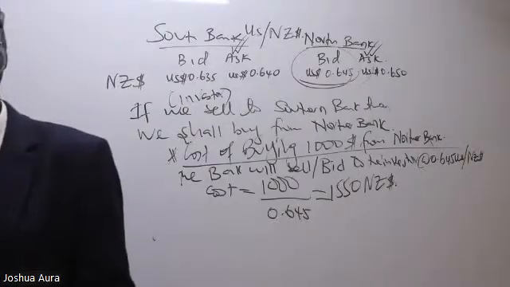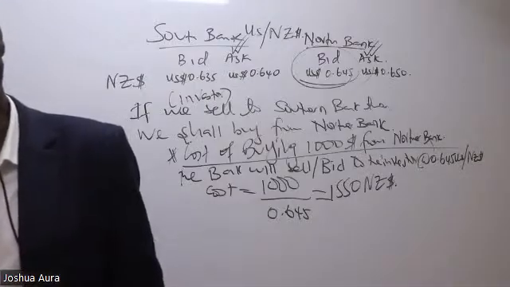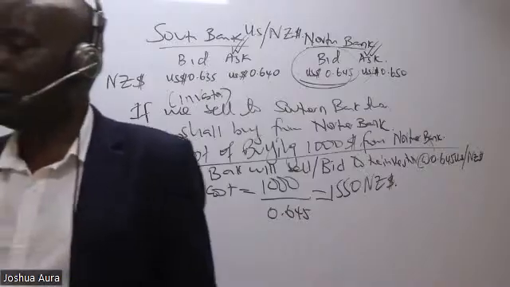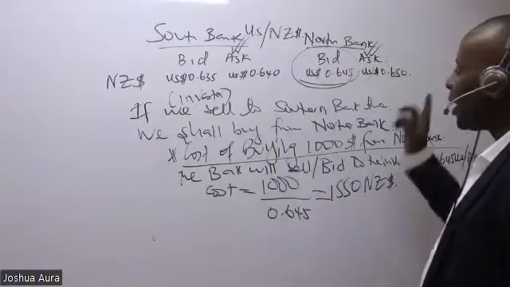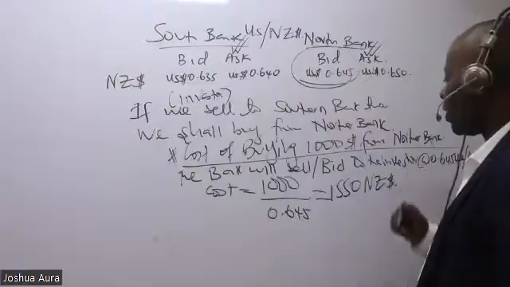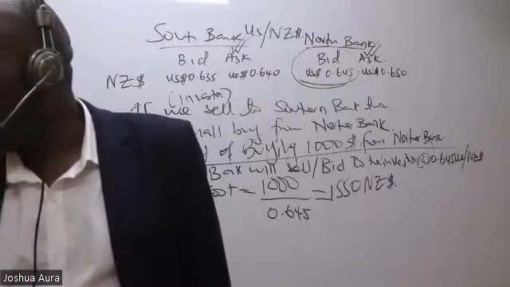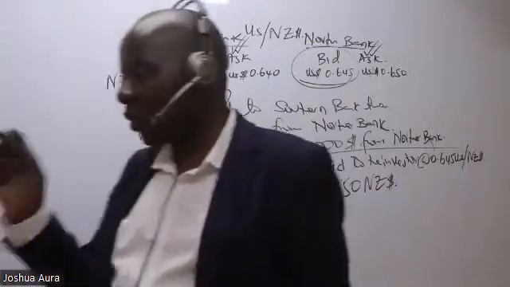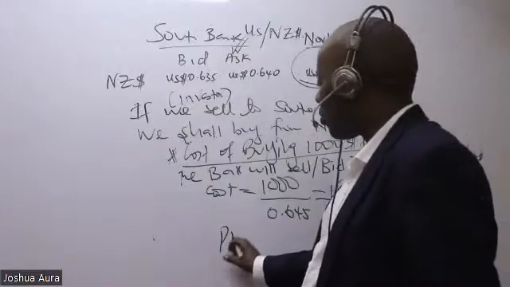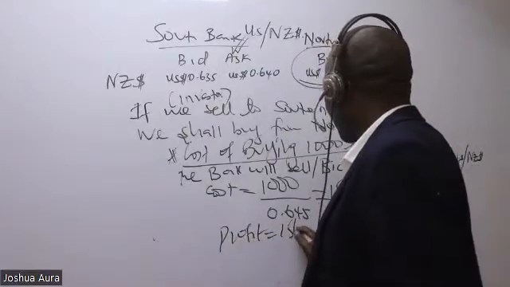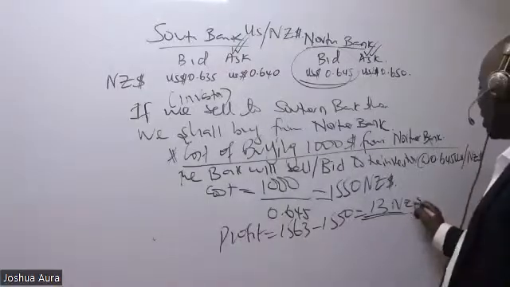And they're even going ahead to give me the profit there. So the arbitrage profit will be how much? You can see the cost here is this. And we had some revenue up there of 1563, if I remember. But in this case here, the profit will be 1563 minus 1550, which gives me 13 New Zealand dollars.